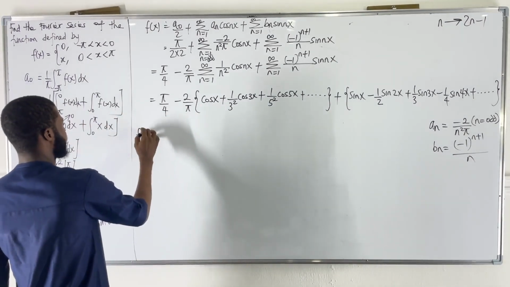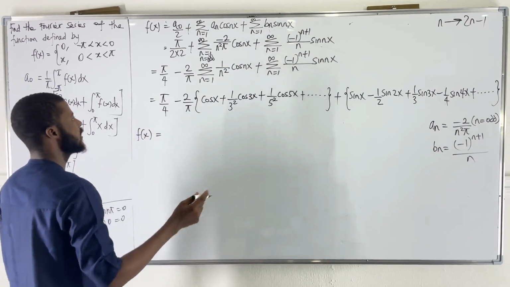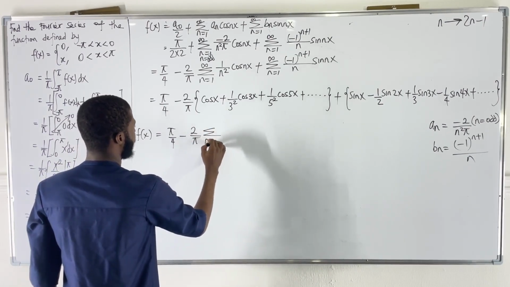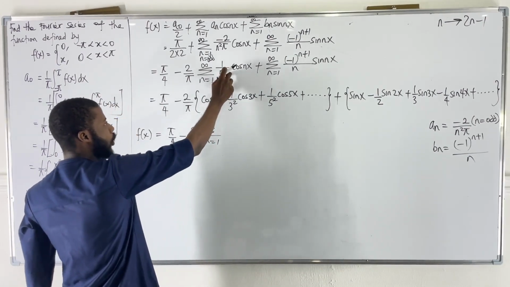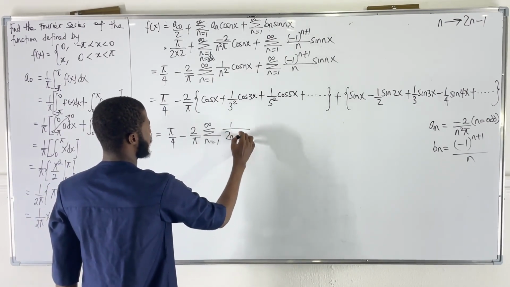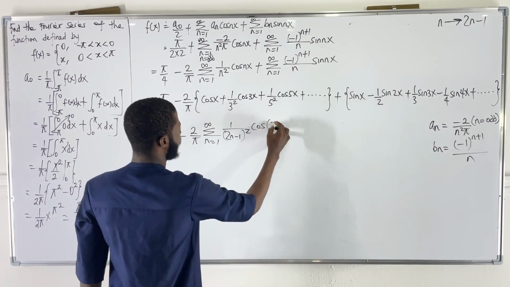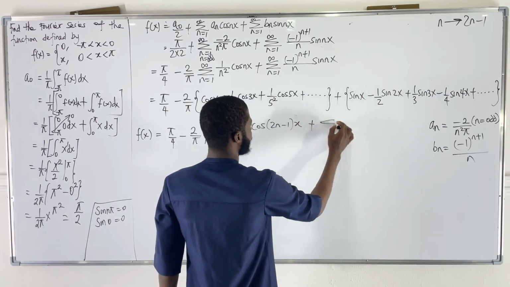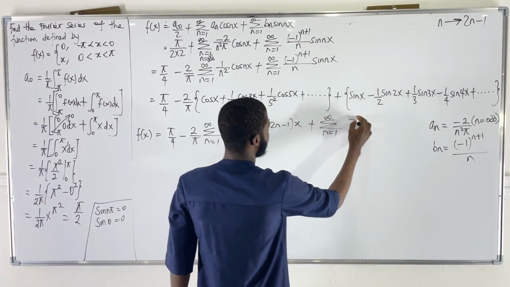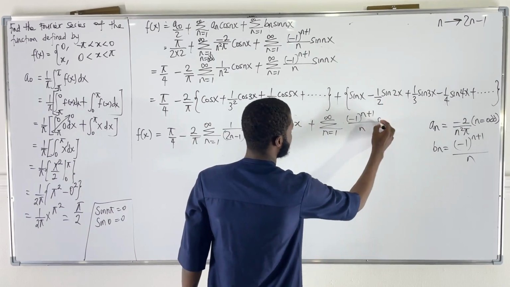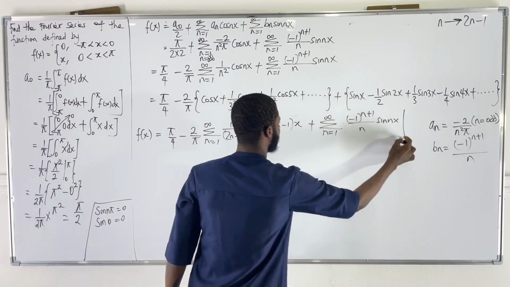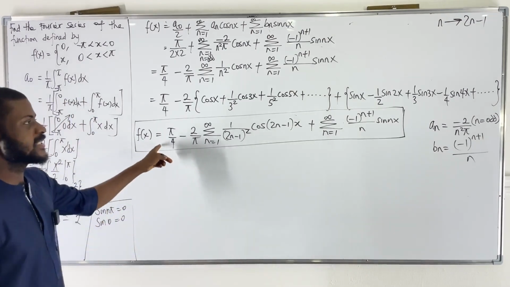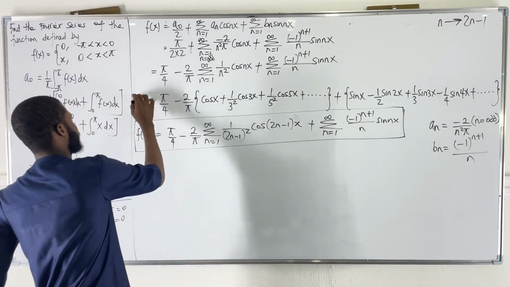Now, what if I was asked to leave my answer in the nth term? I will say this is pi over 4 minus 2 over pi, then the sum from n equal to 1 to infinity. Now, since this is always odd, I'll say this is 1 over 2n minus 1 all squared cosine of 2n minus 1 all times x, and then plus the sum from n equal to 1 to infinity of minus 1 to the power of n plus 1 over n sine nx. So this will be the answer in terms of n, then this will be the expanded form of it.